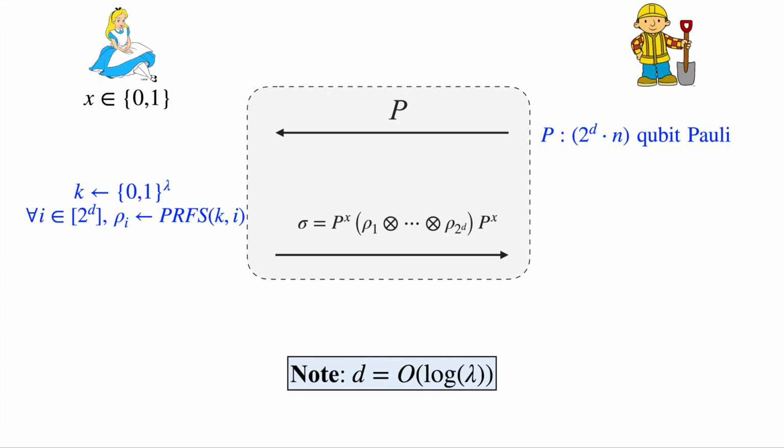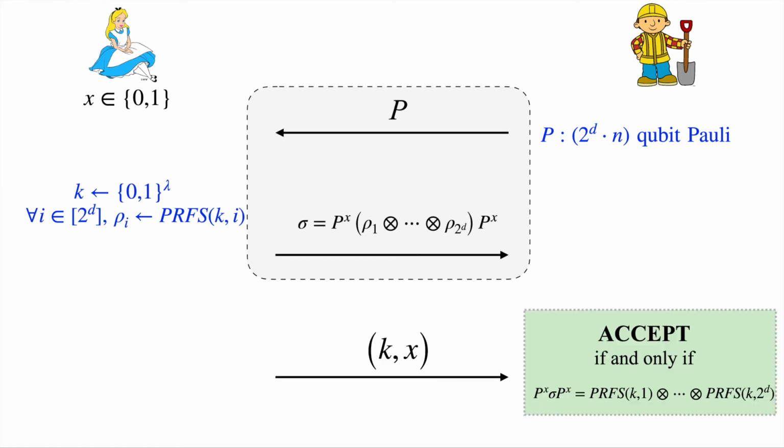Okay. One important thing to note is that d is logarithmic, so the communication and also the computation is going to be polynomial time. And in the opening phase, Alice is going to send the PRFS key k and also the input x, and then Bob can check if the state sent by Alice was correct or not using this.